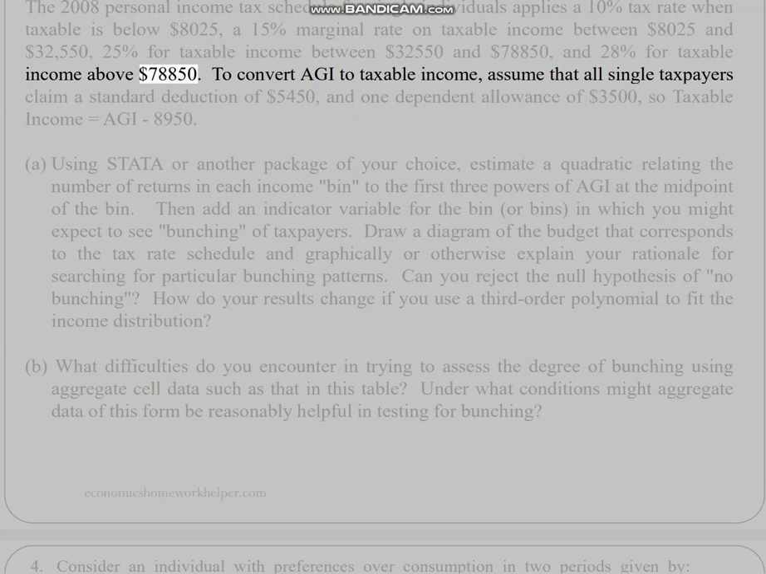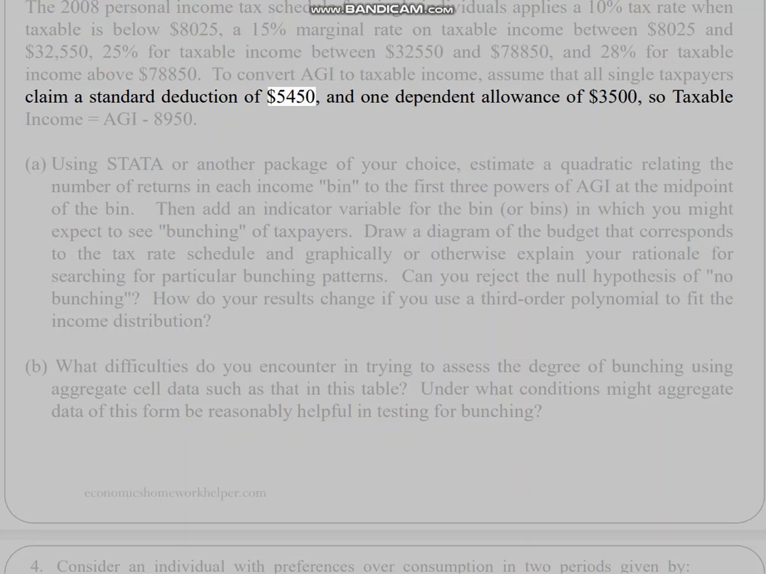To convert AGI to taxable income, assume that all single taxpayers claim a standard deduction of $5,450 and one dependent allowance of $3,500. So taxable income equals AGI minus 8,950.